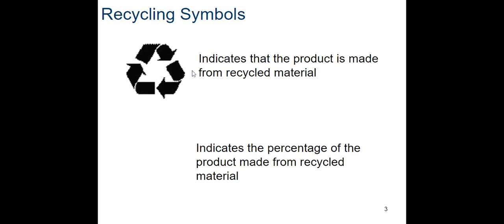If we see this recycling symbol by itself, that means that it's made from recycled material. If we see a percentage symbol in the middle, that indicates how much of that is made from recycled material. So in this case, it would be 20% from recycled material and 80% from what we call virgin or non-recycled material.